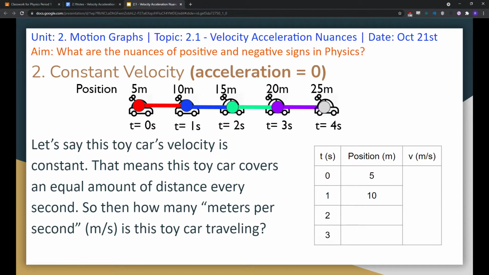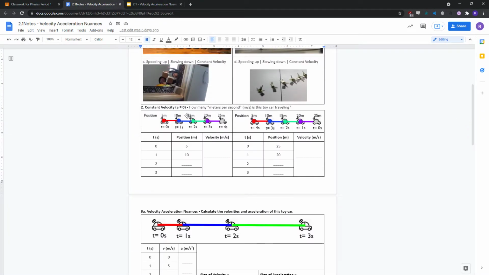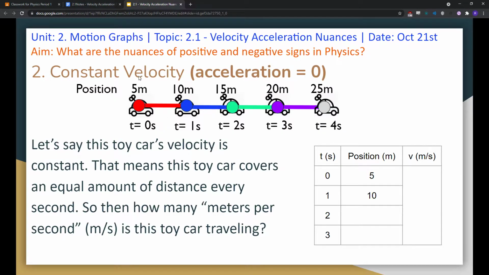Now, this slide, constant velocity again. So we're on number 2 now. Let's say your velocity is constant. And what does constant mean? Well, constant means you're pretty much the same, not changing. It's constant. So if I say constant velocity, it means your velocity is not going to change. It's going to stay the same.